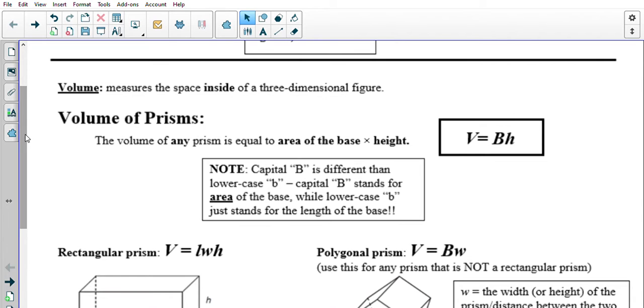A really good example would be if you're filling a container with liquid. If you have a soda bottle, for example, the volume is the amount of soda that's inside that bottle. Anytime you're working with science experiments, a lot of times you're working with volume.